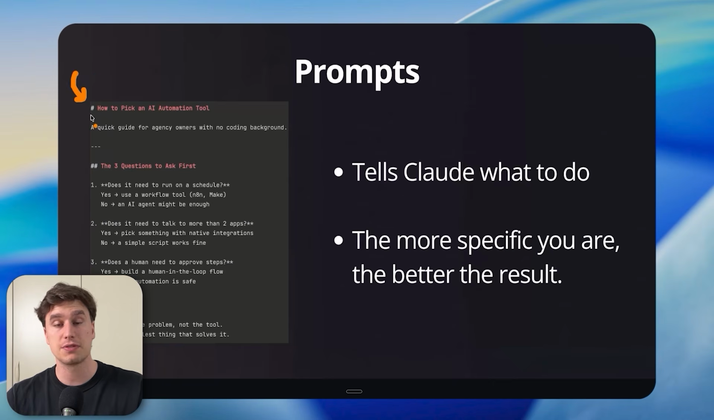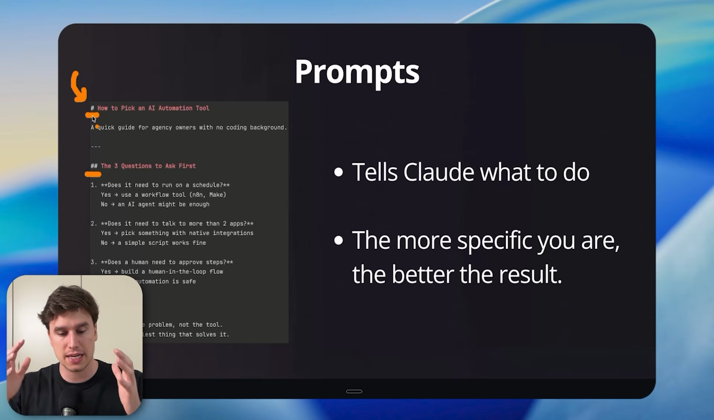And as you can see, it's written in Markdown format, which is nothing more than a way for us to tell the LLM what the priority of our text is. So for example, one hashtag means more important than 2 hashtags, and so on and so forth.